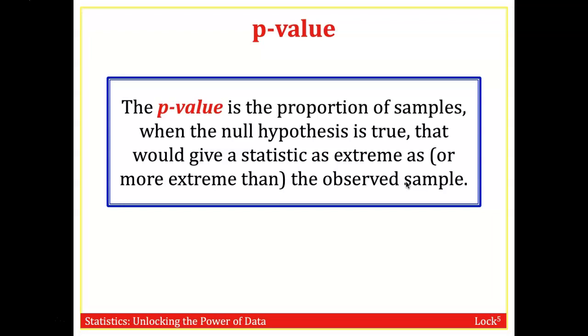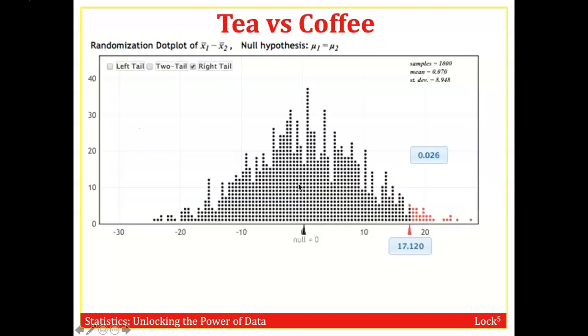The p-value is the proportion of samples when the null hypothesis is true that would give a statistic as extreme or more extreme than the observed sample, right? So in this case, the observed 17.12. Now, how we define extreme or more extreme is something that we're going to take a close look at as we go. All right, so here is our randomization distribution.